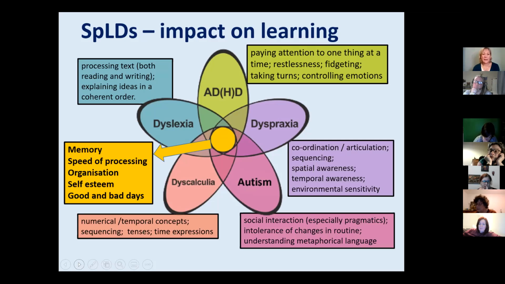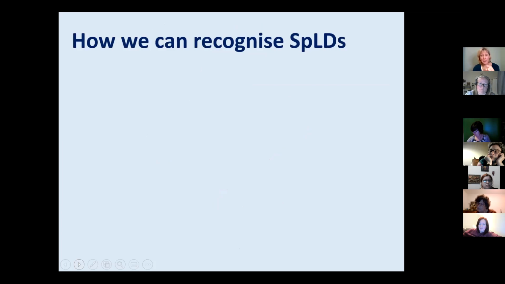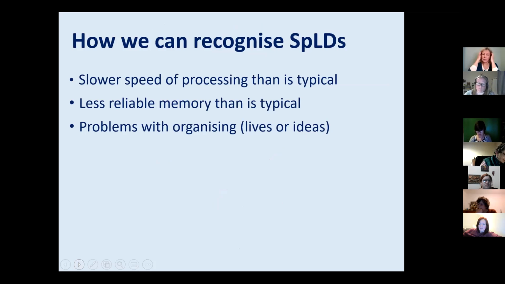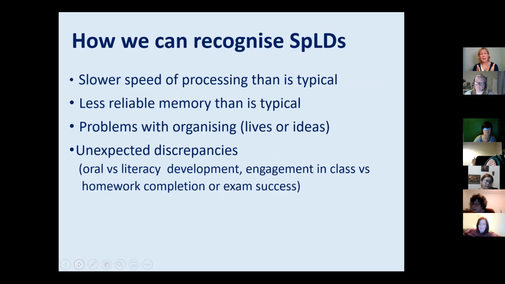So here we've got quite a lot of the key characteristics of individual specific learning differences, but I'm sure you can see there's quite a lot of overlap, particularly in the yellow section. So the things that we're looking out for are things like speed of processing, memory that just seems not as reliable as might be hoped, issues with organizing, and particularly we're looking for unexpected discrepancies. The thing about students with specific learning differences is that they can always surprise you. And it's quite a joy to work with them, because you never quite know what's coming next.